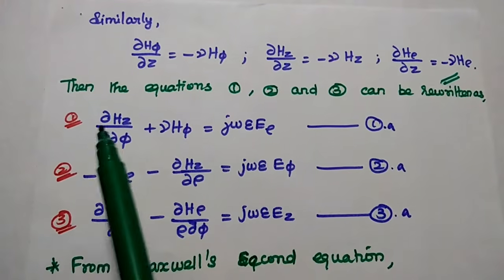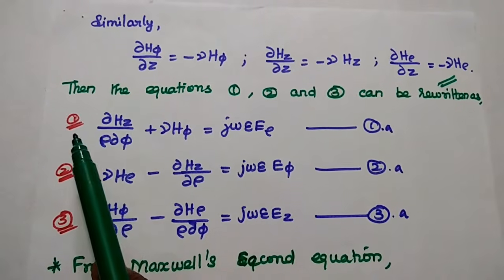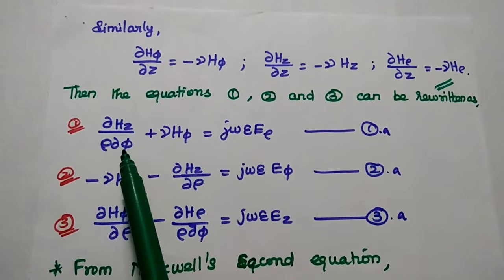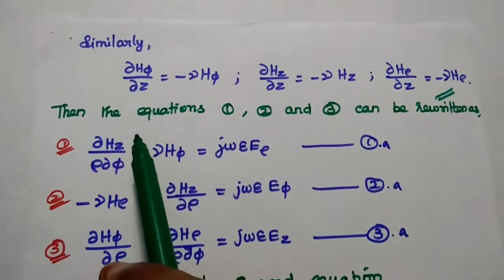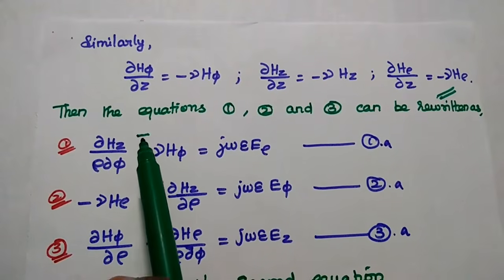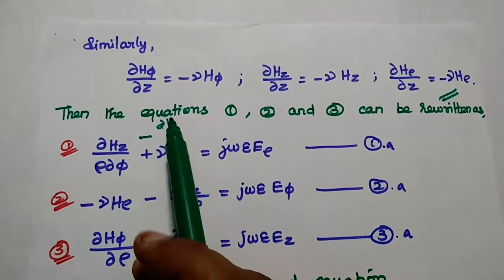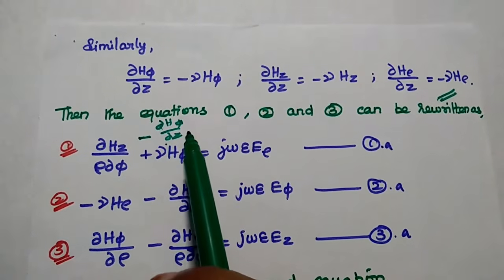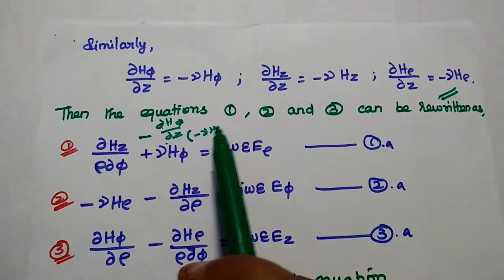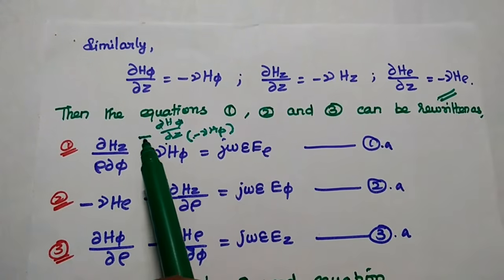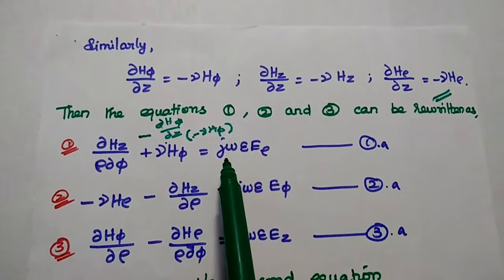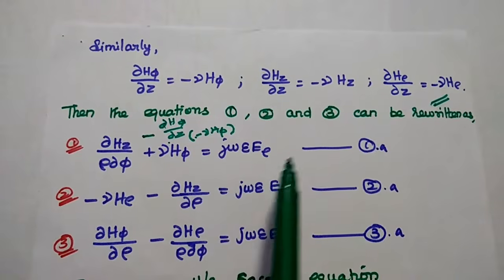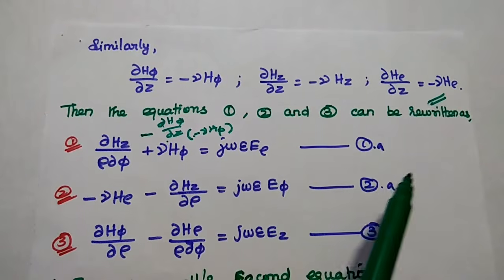We are going to substitute these values in the first, second and third equations. Okay. So first we can consider the first equation. In that equation, the first value is what? dou Hz by rho dou phi. What is the next value? Actually it is minus dou H phi by dou z. Correct? That is the value. So here this value is replaced with minus gamma into H phi. Correct? So minus into minus gives plus gamma H phi is equal to j omega epsilon E rho. That is the updated version of the first equation. We can call it 1.a.